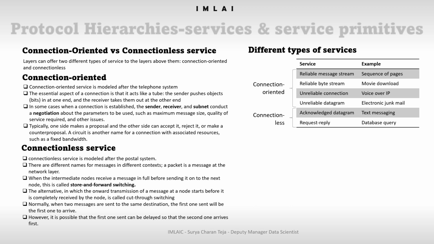So unreliable meaning it's not acknowledged. That's the only difference. Unreliable doesn't mean it's completely unreliable. The only difference between the reliable connection oriented and the unreliable connection oriented is that the reliable connection oriented is acknowledged, whereas an unreliable connection oriented is not acknowledged. So unreliable connectionless service is often called a datagram.